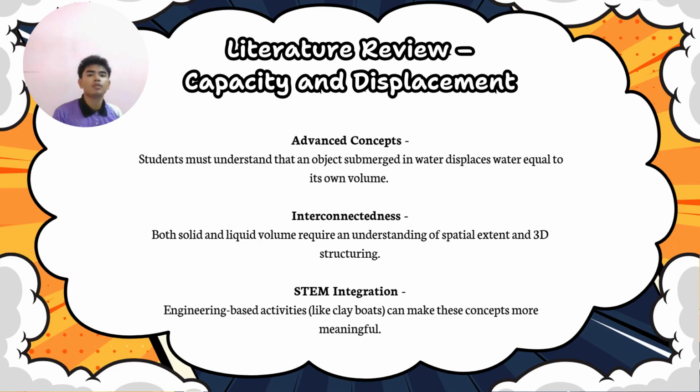So the next literature review we're going to talk about is capacity and displacement, which is the advanced concept. Students must understand that an object submerged in water displaces water equal to its own volume. So when we put an object in a place or beaker that contains water, filled to the top, and we put a 3D shape in and water is spilling out, right? The water that's spilling out is called the water displacement.